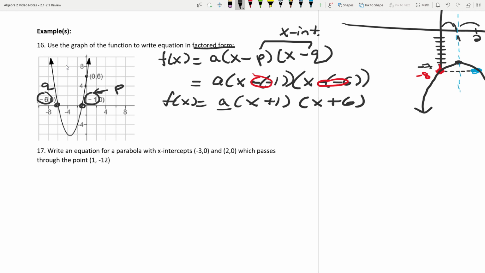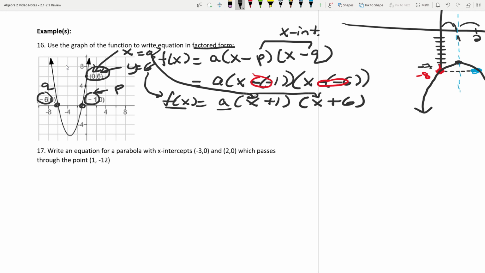However, we need to find a. So to find a, we're going to be using our y-intercept here. Okay, so in this case, we got x is equal to 0, sorry. And here, y is equal to 6, right? So y is equal to 6, x is equal to 0. So we're going to plug those in to here. So we're going to plug in 6 into f of x, and we're going to plug in 0 into x here and here.